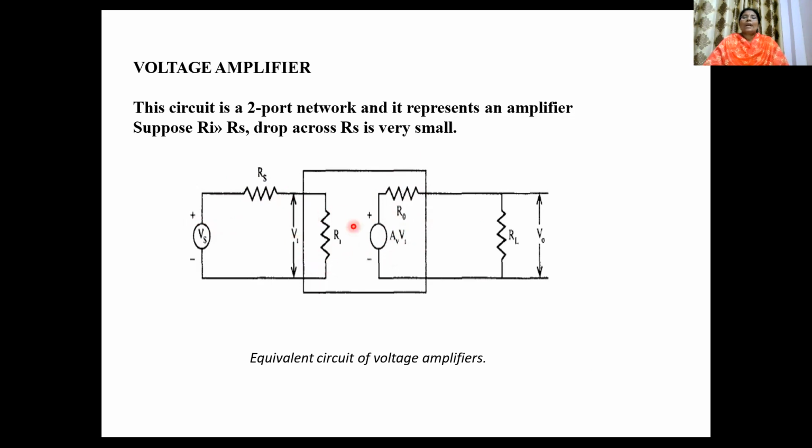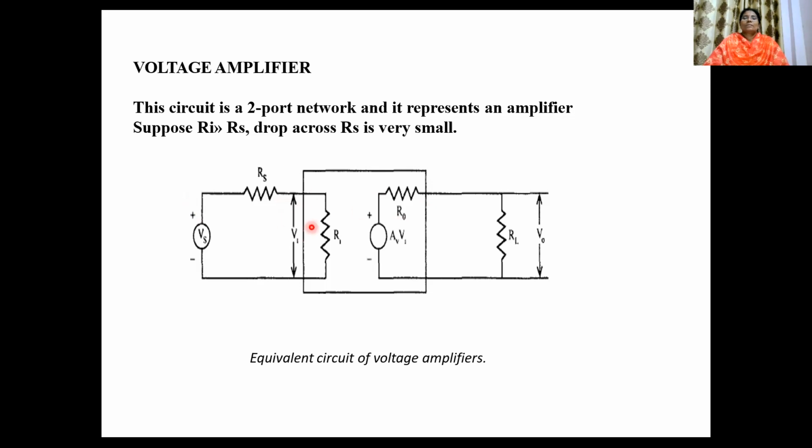What is Ri here? Ri is the input resistance, Rs is the source resistance, and Vs is the source voltage. Av times Vi is the voltage in series with resistance R naught, which is the output resistance. RL is the load resistance, and we take the output voltage V naught across the load resistance. So the input is voltage and the output is also voltage. It is a two-port network, and both are voltage sources.